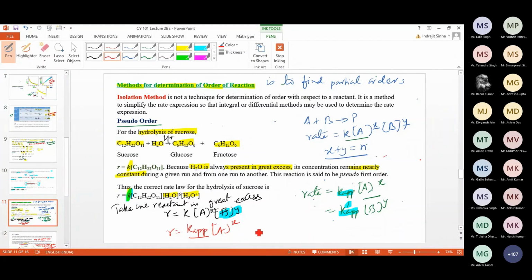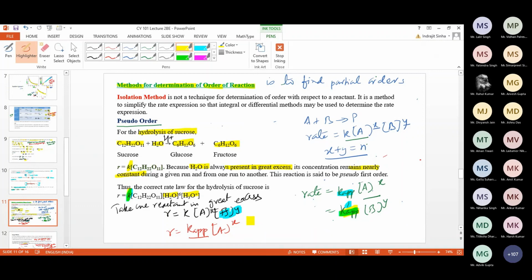But if we have the other one as constant, say A is in large excess, then obviously the k app will be k A raised to the power x, and obviously this k app will be different from the other k app. So this k app is different from the earlier k app, right? That is why we write k app prime.